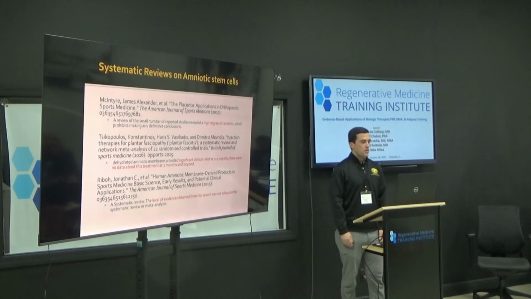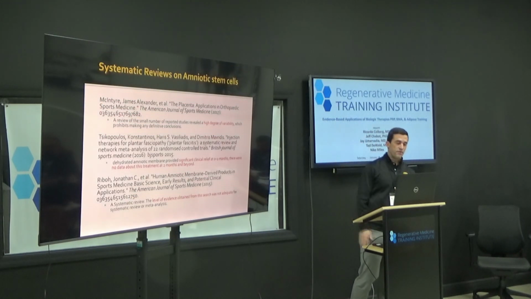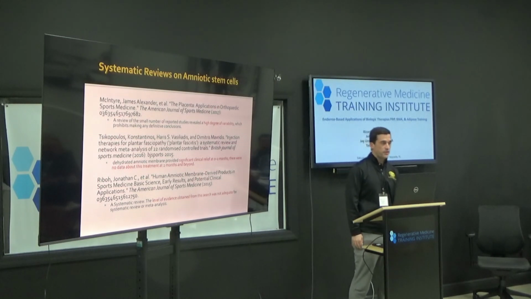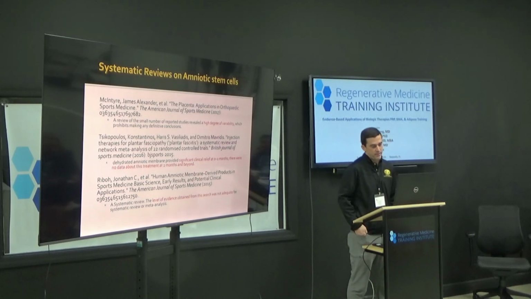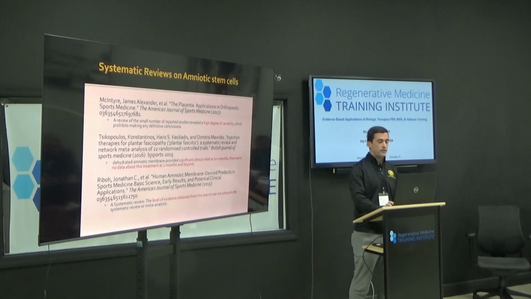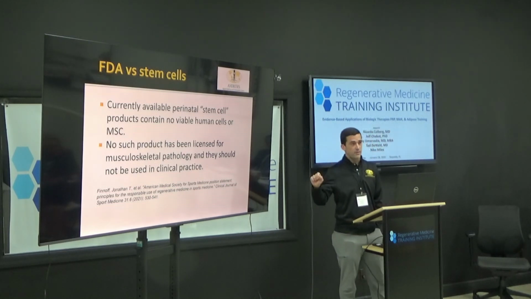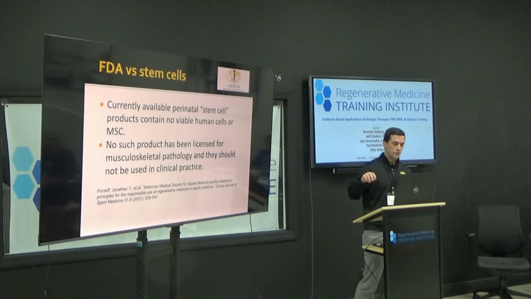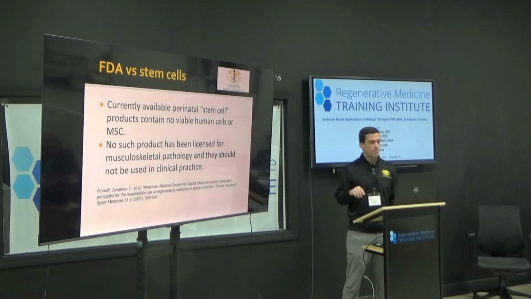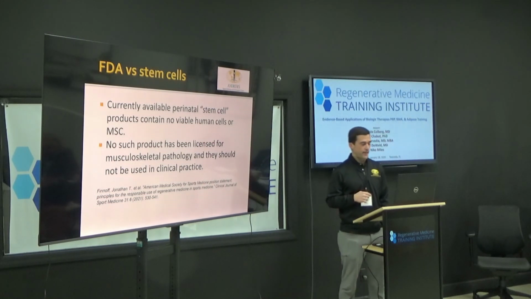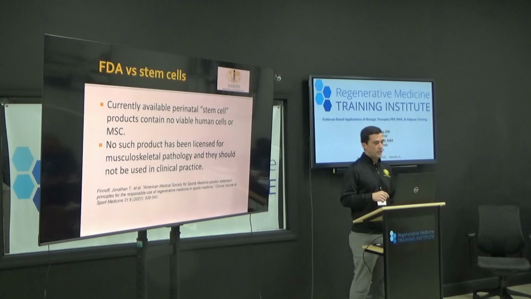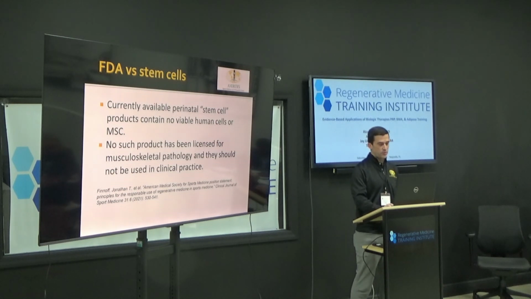Anyhow, these are some of the systematic reviews that were published throughout the years, basically saying that there's not enough evidence to support the use of it. And because of that, this is the most important thing: the FDA does not approve the use of baby-derived or placenta-derived stem cells in orthopedic procedures. They're not licensed to be used for that. So you've got to be real careful.